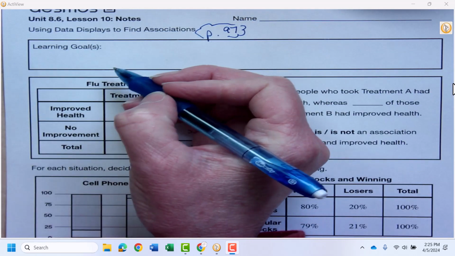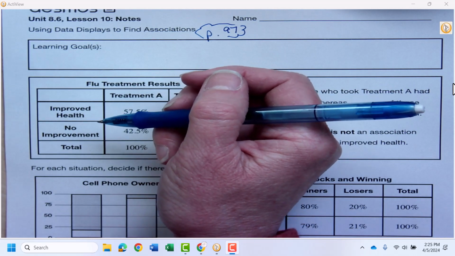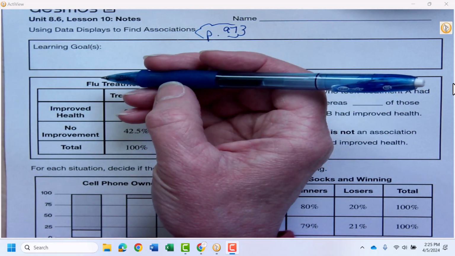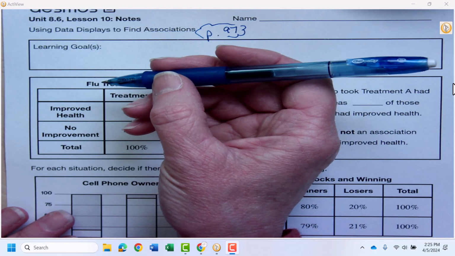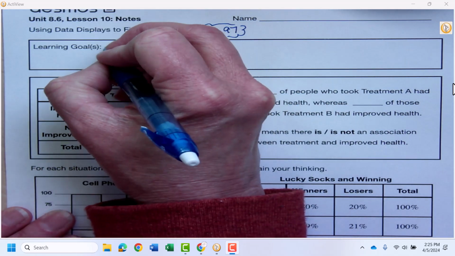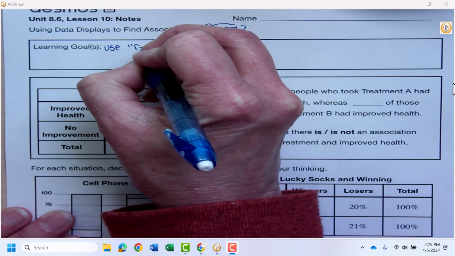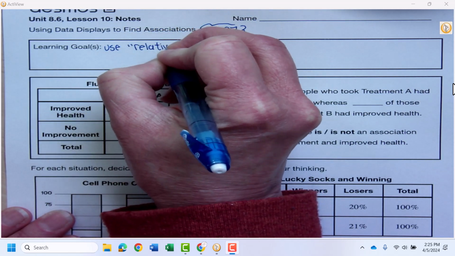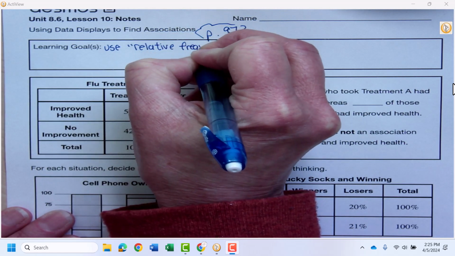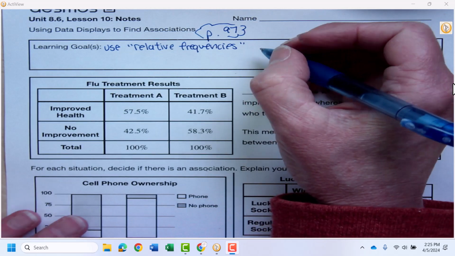And I'm assuming that you've looked through the kind of grim lesson that was presented in Desmos about the sinking of the Titanic and ways to look at associations between different variables there. So in this lesson, we're going to use something called relative frequencies. Let's write this down, and I'm going to come back to that word and that phrase in just a moment.